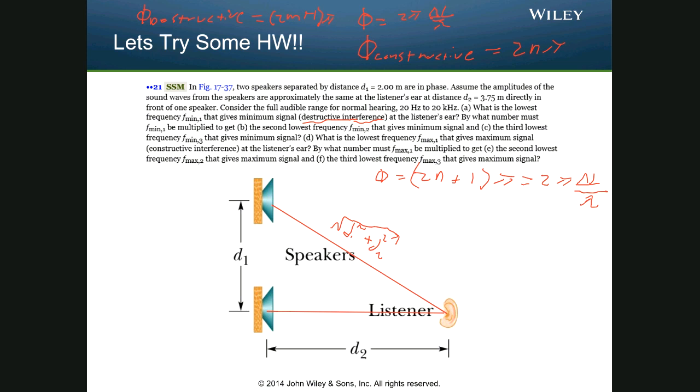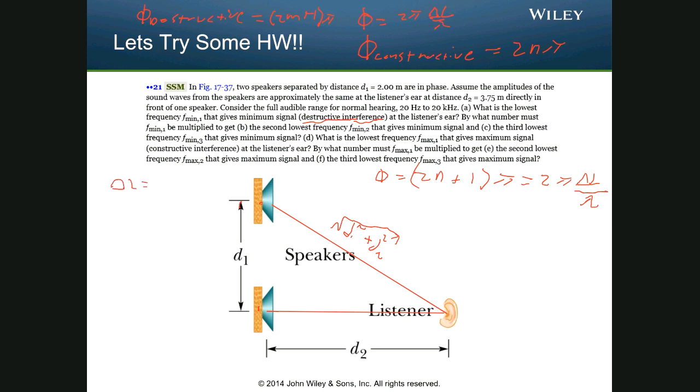So you have the D1, it tells you that there are two speakers separated by that distance. So that's your D1 here. This is just two speakers separated by that distance, right? And then directly in front of one of the speakers, you are some distance away from it. So that's D2.